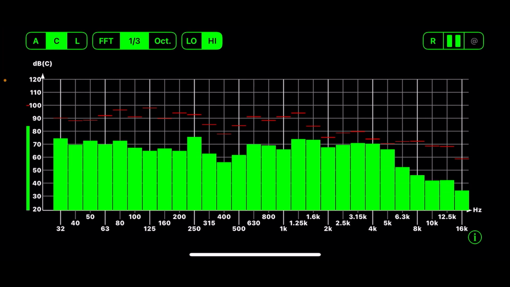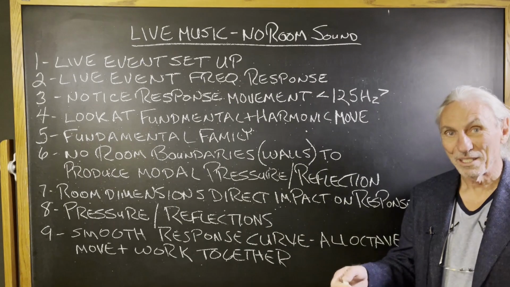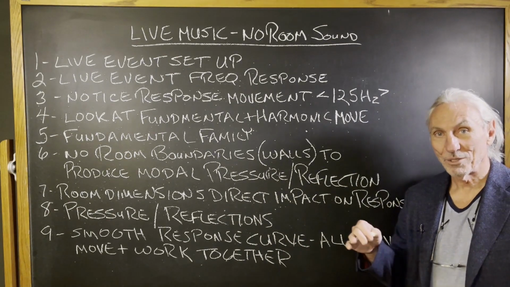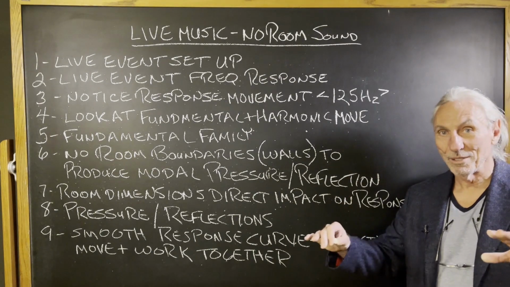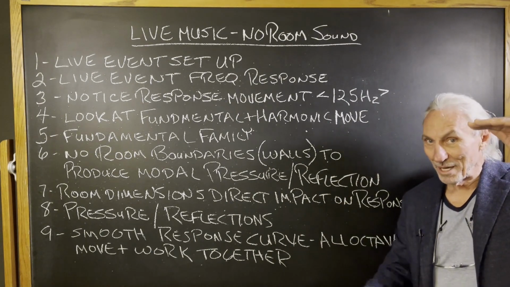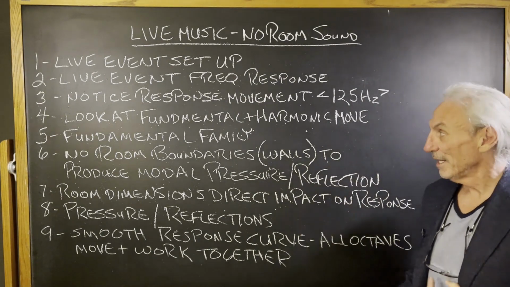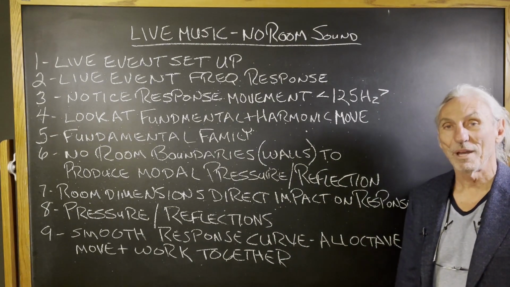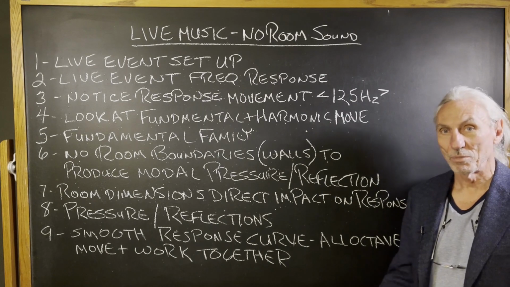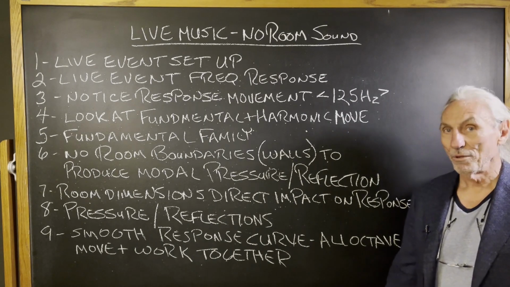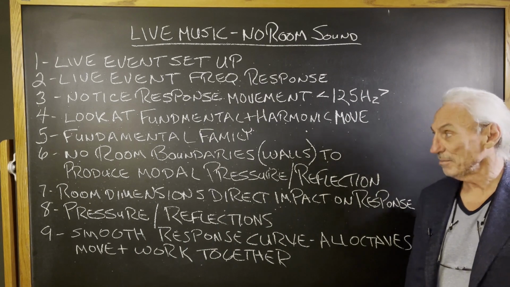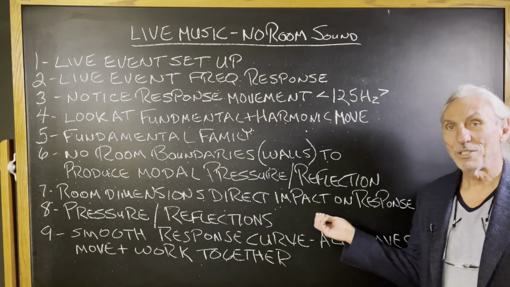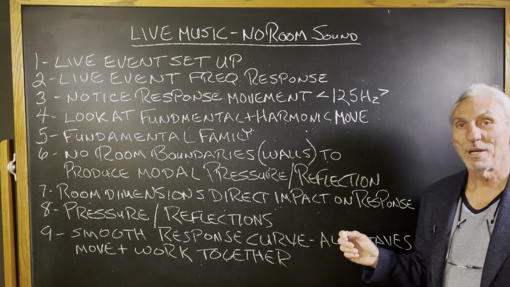And that's because we got no room pressing and creating pressure and reflections. All the fundamentals, all the harmonics are working together. Not one exceeding the other, not one dropping below baseline. And that's a direct result of we don't have a room boundary. We don't have a wall that produces pressure and reflection issues for frequencies that just don't fit in those dimensions, okay? Pressure and reflection. The room dimensions have such a big impact on response curve.